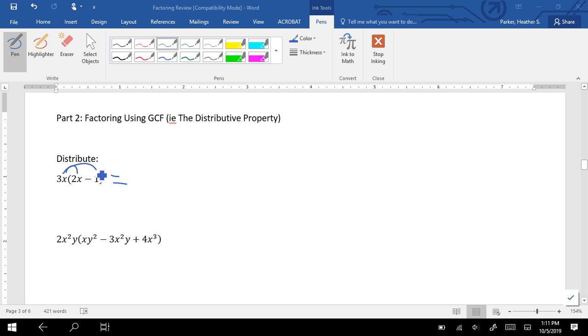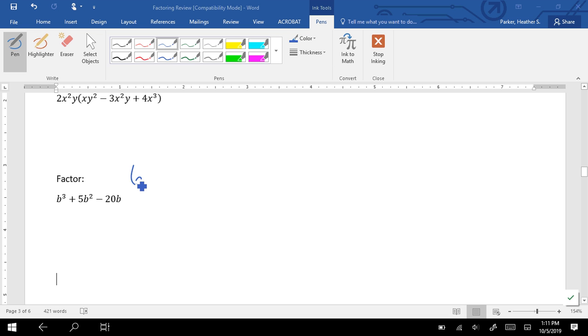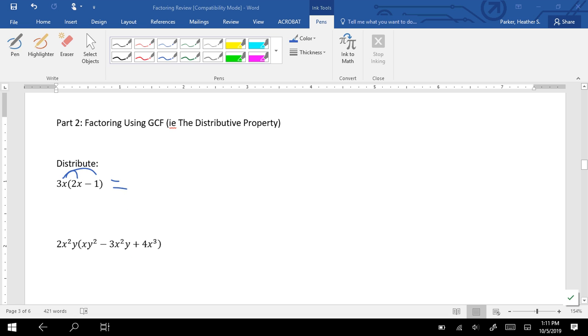So 3x times 2x is 6x squared. 3x times negative 1 is negative 3x. So that's our distributive property. Remember, when you multiply with your variables, keep the base, add the exponents.